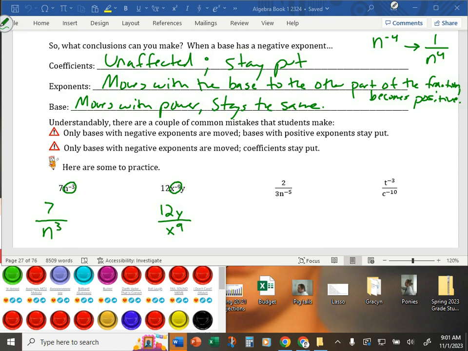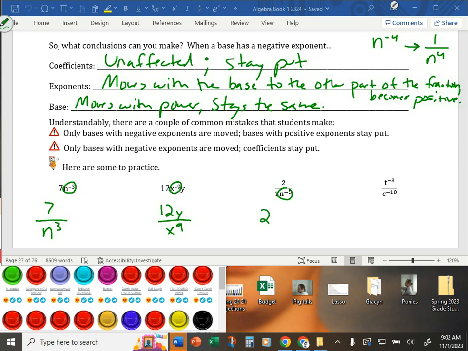Okay. The next one. What's getting moved? Evan. N to the negative fifth. Where's it moving to? The numerator. Okay? If it starts out in the denominator, well, that just means it gets moved up then. Right? It's just in the wrong part.